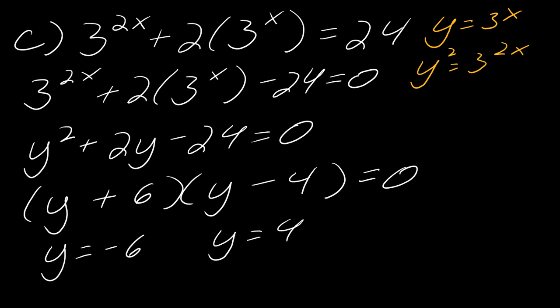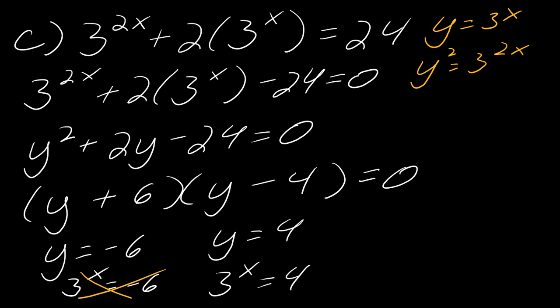And now I have to make my substitutions. So remember, y was equal to 3 to the x. So this is 3 to the x equals negative 6 and 3 to the x equals 4. And now we're saying, hey, 3 to the x, there's no way that that can equal a negative number, right? So this does not make any sense. It just can't happen. So we're just going to focus on 3 to the x equals 4.